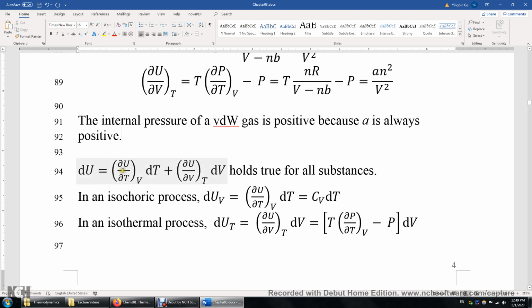Now, in summary, dU equals ∂U/∂T times dT plus ∂U/∂V times dV. This equation holds true for all substances, including gases, liquids, and solids. If the process is isochoric, then dV is 0. So dU is simply CV dT. If the process is isothermal, then dT is 0. dU only depends on dV over here, and then this part can be expanded into T times ∂P/∂T under constant volume condition, and then minus P. Over here, if you recall the definition of beta and kappa, this part is simply beta divided by kappa.